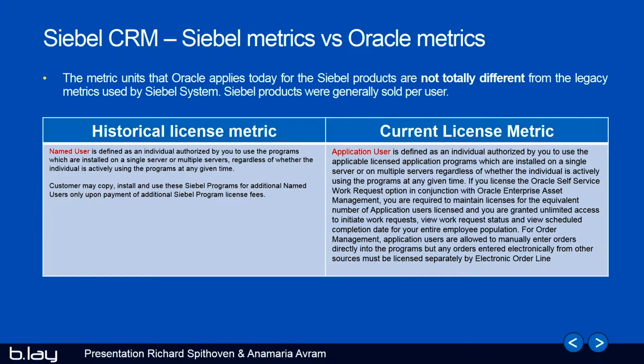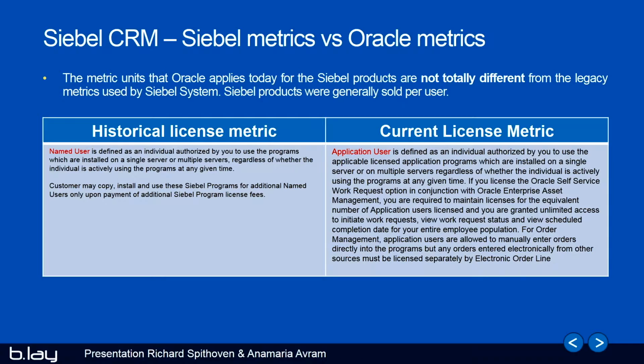And now I'm going to present you the differences between license metrics, because of course after Oracle's acquisition, things changed a bit, but not that much. So the metric units that Oracle applies today for the Siebel products are not totally different. They do have different names, but they are not counted in a different way. Siebel products were generally sold per user, and one of the most common user-based metrics was named user, which migrated to the application user.